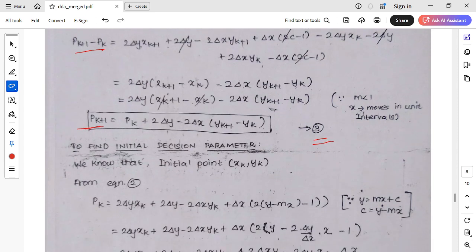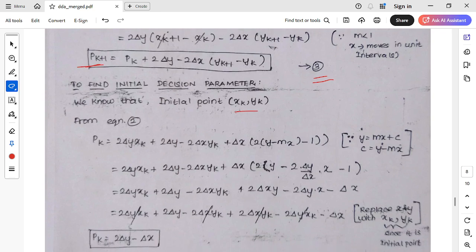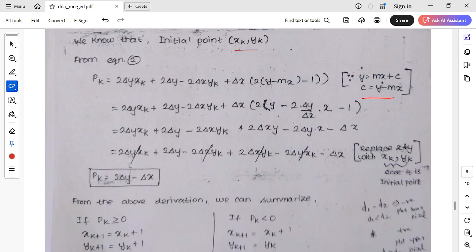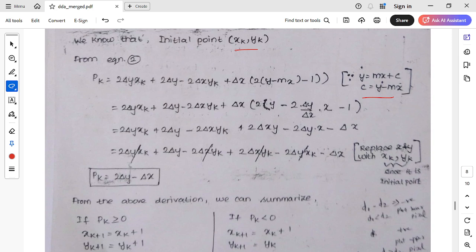And next is to find the initial decision parameter. We know that the initial point will be xk comma yk. So the initial decision parameter will be from equation 2, which is pk. Since y equals mx plus c, the c value will be y minus mx. You substitute this and you get the value pk equal to 2 delta y minus delta x. You replace x and y with xk comma yk since it is the initial point, and after replacing, you get the initial decision parameter pk.